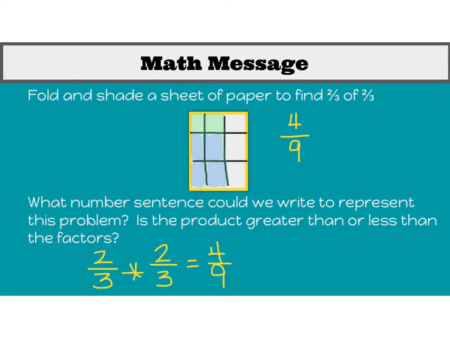Okay. When you multiply by 2/3, you are only finding part of the other factor. So the answer should be less than 2/3. You're finding part of the other factor. So when we look at that and ask ourselves, is the product greater than or less than the factors? It should be less than.